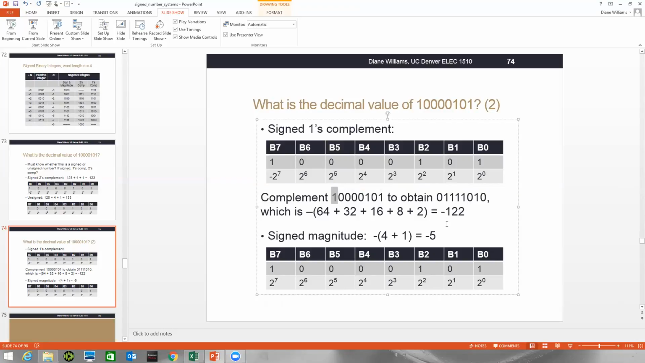Remember, 2's complement is 1's complement plus 1. So 1's complement is 2's complement minus 1. So minus 122. And then if this number were signed magnitude, all we do is look at the sign and say, okay, this is a negative number. And then we find the magnitude. So the magnitude of this number is 5. So we'd say this number is minus 5 in signed magnitude. So as I said, it's very important that if you're asked to convert a number from binary to decimal, you have to know how the number was encoded.